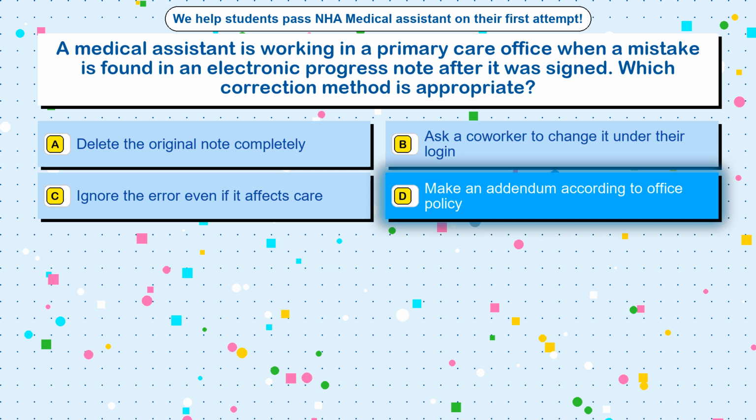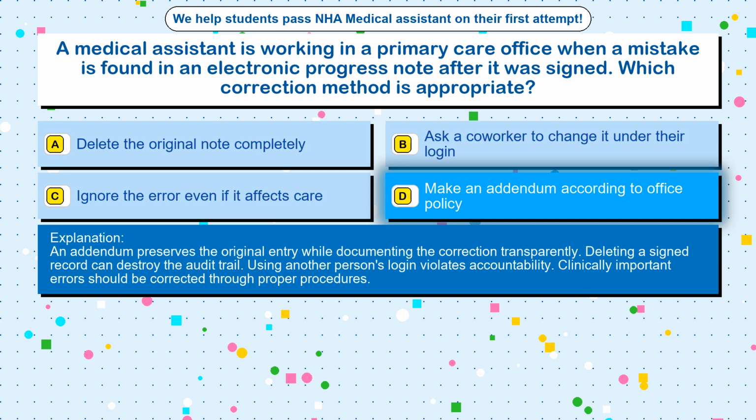Make an addendum according to office policy. An addendum preserves the original entry while documenting the correction transparently. Deleting a signed record can destroy the audit trail. Using another person's login violates accountability. Clinically important errors should be corrected through proper procedures.